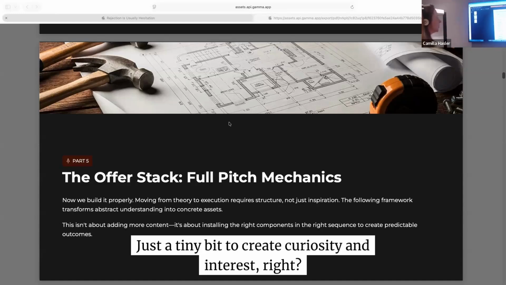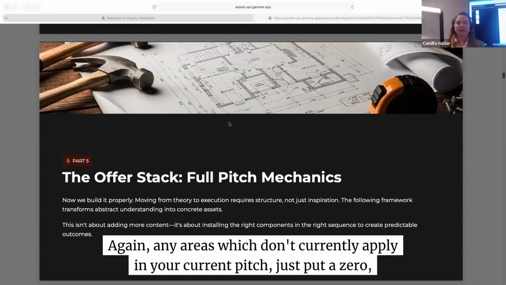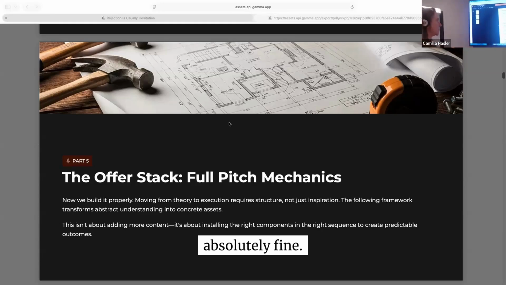Just a tiny bit to create curiosity and interest, right? Does this exist in your pitch as it is today, or not? Again, any areas which don't currently apply in your current pitch, just put a 0, absolutely fine.